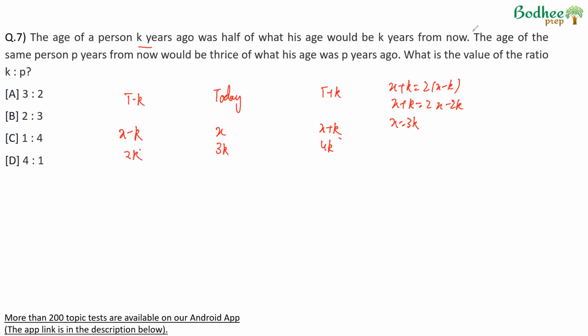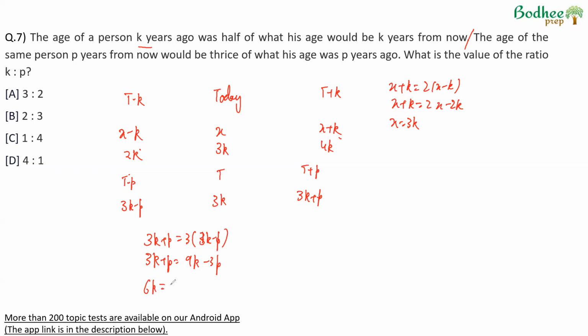Next, the age of the same person p years from now will be thrice of what his age was p years ago. So suppose today, t plus p and t minus p. The age today is 3k years. P years from now it will be 3k plus p. P years ago it would be 3k minus p. And this age p years from now will be thrice of what it was p years ago. So 3k plus p is equal to thrice into 3k minus p, which means 3k plus p is equal to 9k minus 3p. So 6k is equal to 4p.